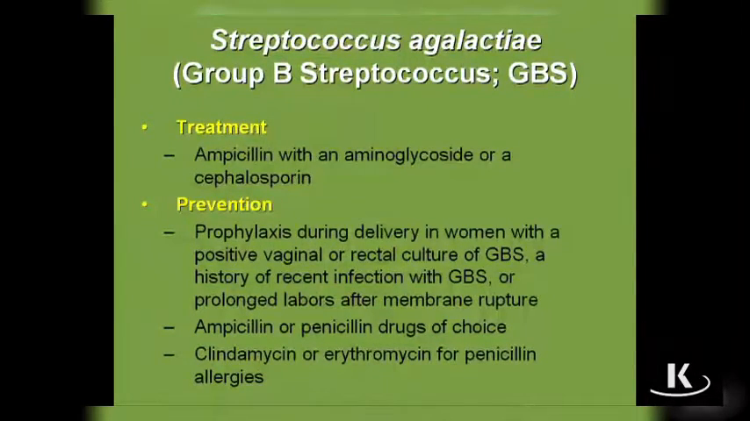Treatment with Group B strep is ampicillin with an aminoglycoside or a cephalosporin. Honestly, for any of the meningitis questions, it is always safer to go with a cephalosporin, okay? And prevention is what I was talking about earlier. Prophylaxis is that we treat her. If she's Group B strep positive, we're going to treat the mother during delivery, all right?